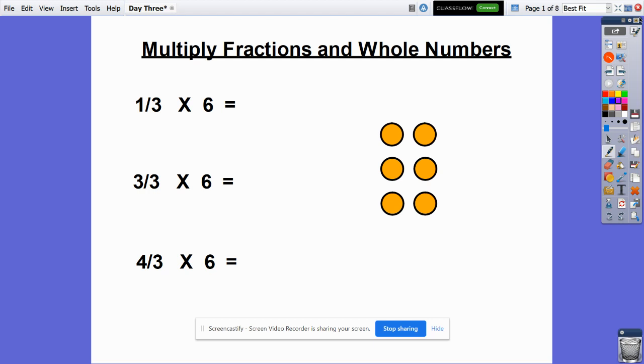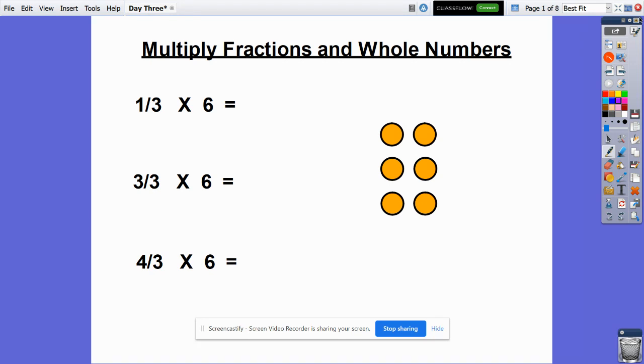Before spring break, we looked at multiplying fractions times whole numbers. And in that case, we found out that sometimes the answer can be greater than the whole number, sometimes the answer can be equal to the whole number, and sometimes the answer can be less than the whole number. It all depended on the size and type of fraction.